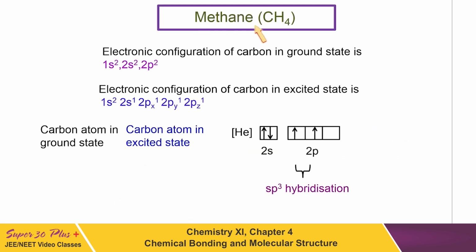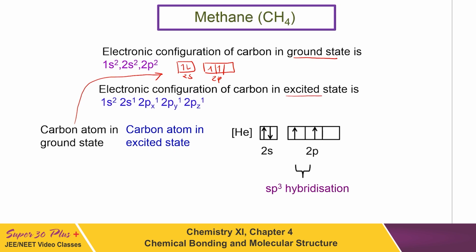So like methane, this is the example of sp3 hybridization. What is the electronic configuration of methane in the ground state of carbon? Everybody knows that carbon is having atomic number 6. So the electronic configuration of carbon in ground state is 1s2 2s2 2p2, means this 2s will contain 2 electrons and this 2p will contain 2 electrons. This is the ground state electronic configuration of carbon.